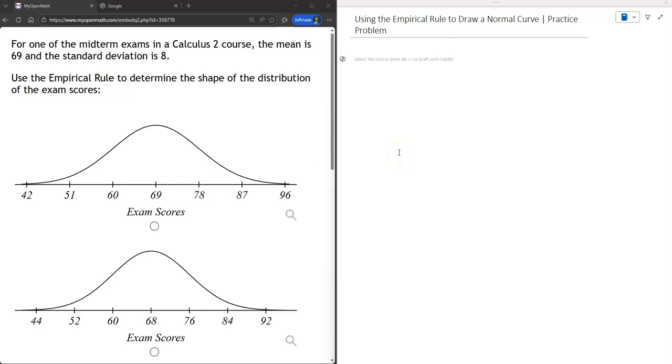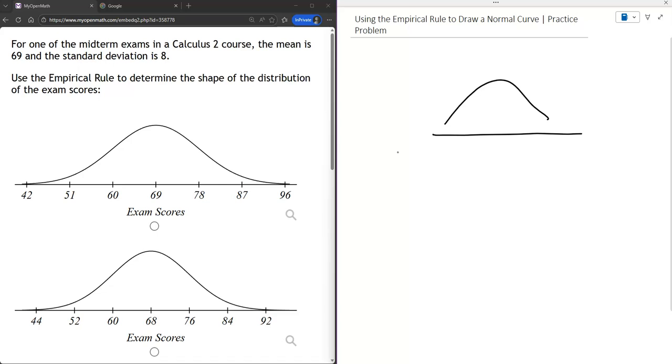In this tutorial, I'm going to show you how to draw the normal curve by using the empirical rule, or by interpreting the empirical rule. And the idea is simple. We know the shape of the curve, so it's going to be a bell curve, but there are many ways to draw it.